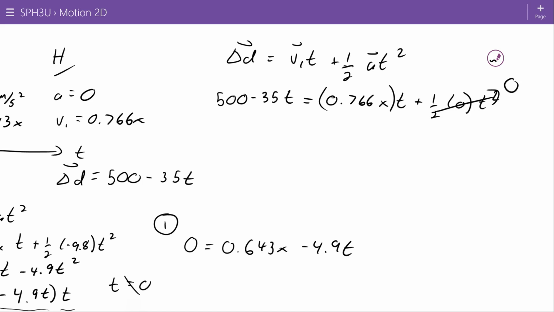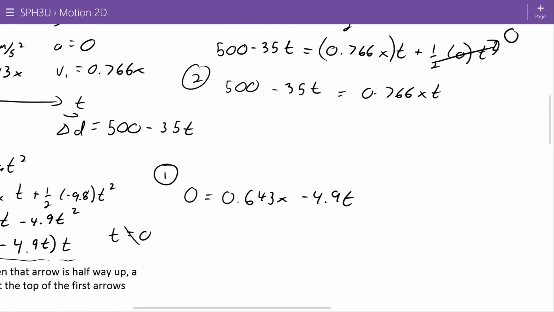So I've got two equations and two unknowns here, so a system of equations. I'm going to look for the simpler of the equations. I'm going to substitute into the other one, and then we'll work from there. Just to simplify this a tiny bit, 500 minus 35t equals 0.766 xt, and that gets us equation 2.